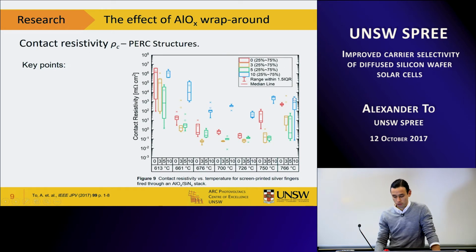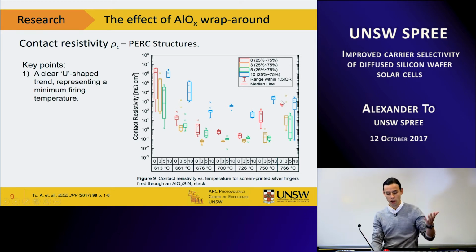So this is sort of the first result of the firing split for the PERC type structures. So you've got the temperature along here. You can see the breakdown for each thickness. That's in nanometers of aluminium oxide on top of the silicon nitride. And you can see that there's a characteristic U-shape, right? Which is sort of what you expect as you go between underfiring, overfiring, and the sweet spot in the middle.